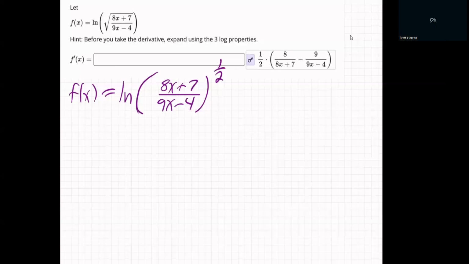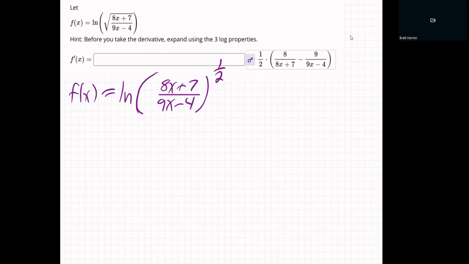Okay, on this question, we have the natural log of the square root of that big old fraction. I mean, it looks terrible. They want us to take the derivative, and they give us this very important hint. Hint, before you take the derivative, expand using the three log properties.